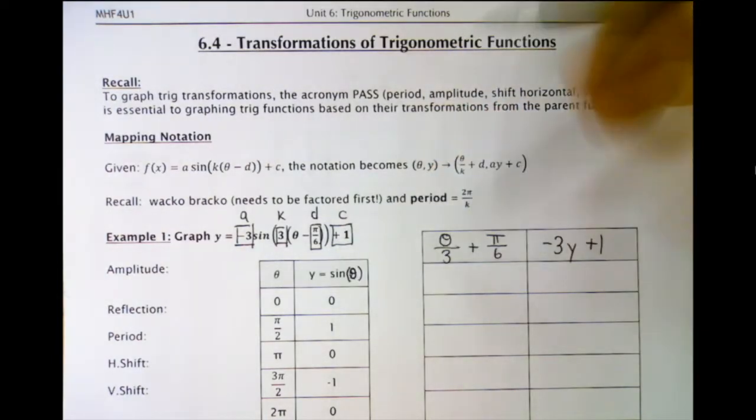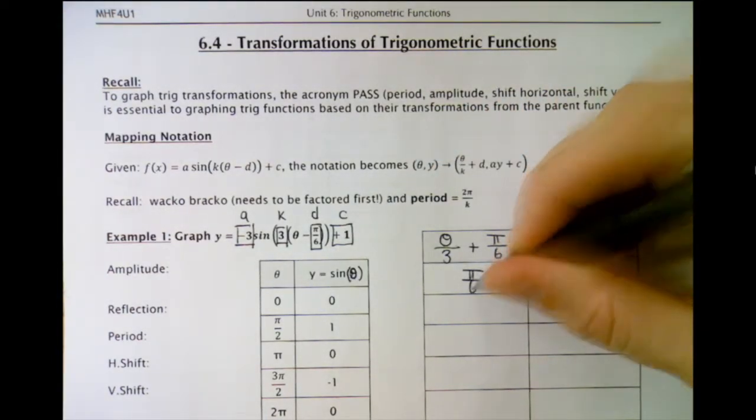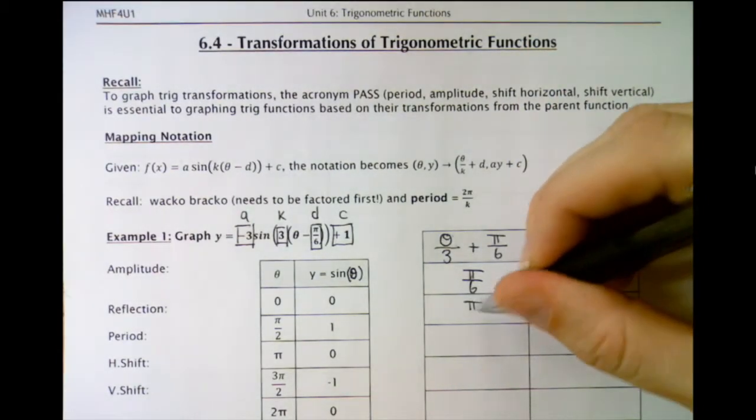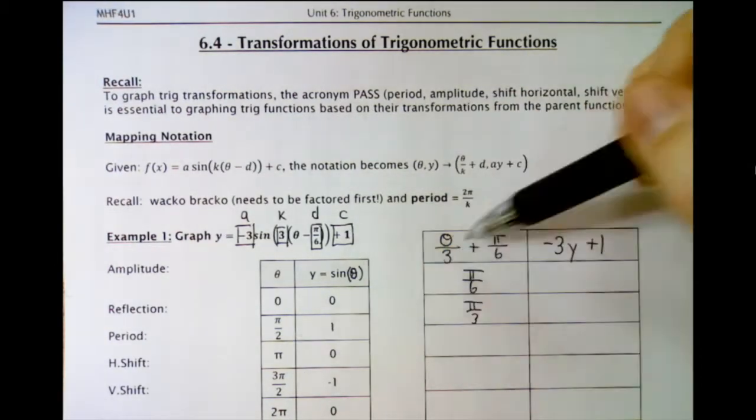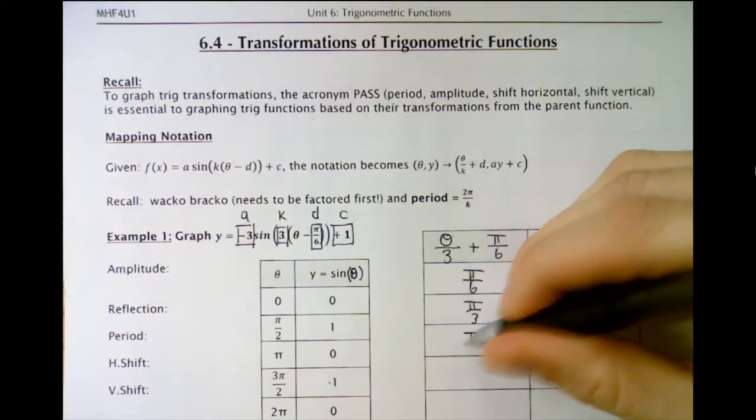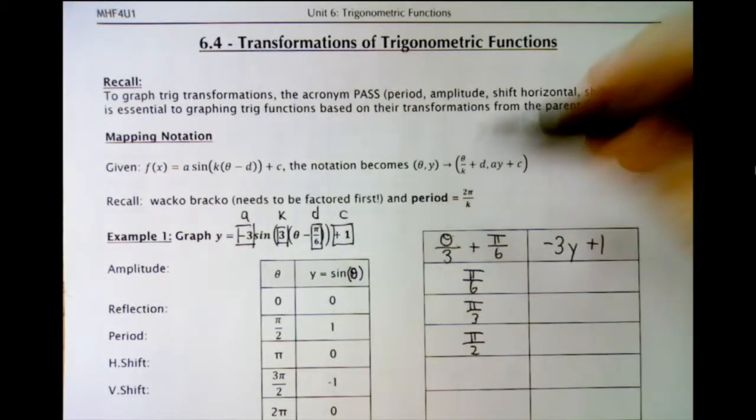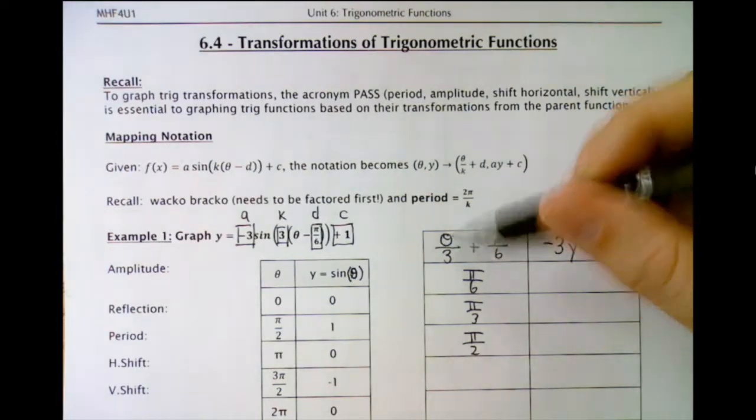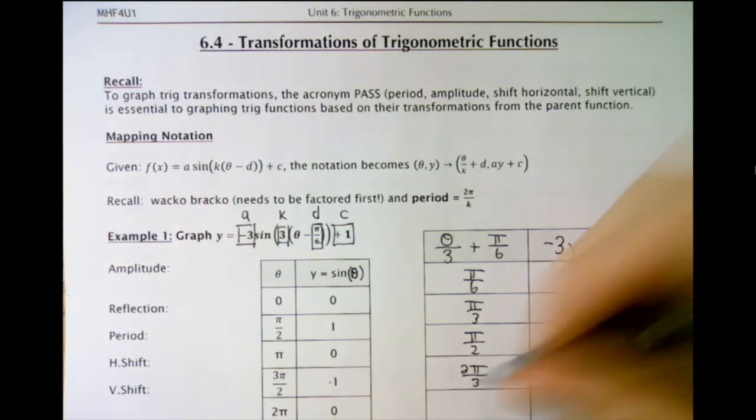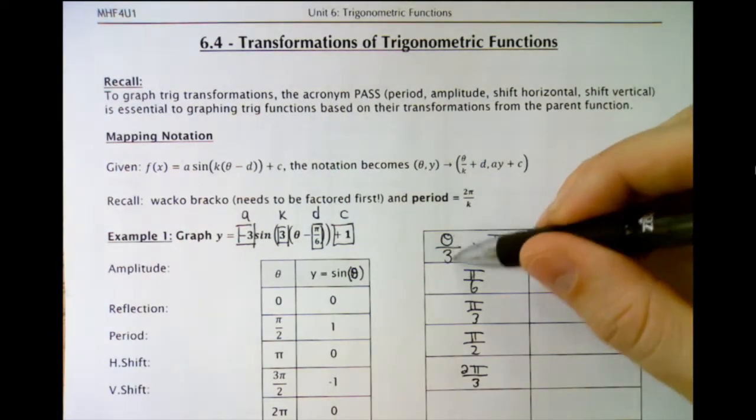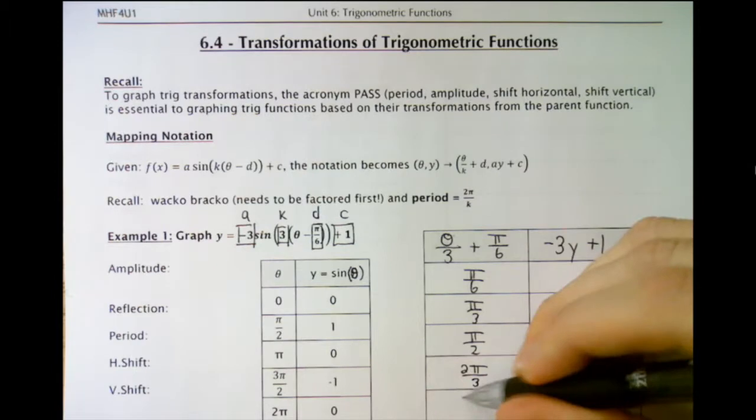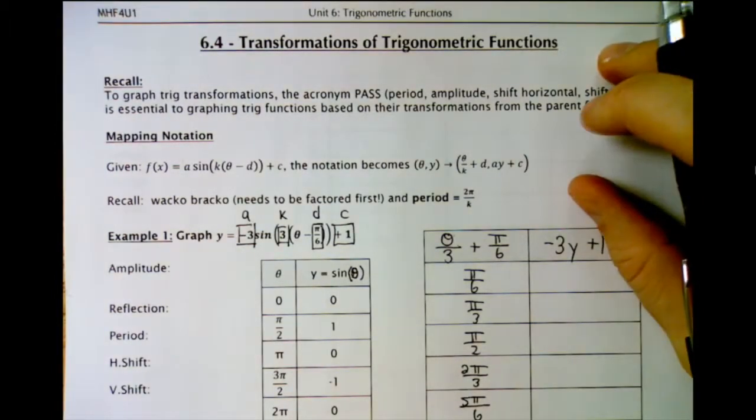So 0 divided by 3 is 0, plus pi over 6 is pi over 6. Pi over 2 divided by 3 is pi over 6, plus pi over 6 is pi over 3. Pi divided by 3 is pi over 3, plus pi over 6 is pi over 2. 3 pi over 2 divided by 3 is 3 pi over 6, plus pi over 6 is 4 pi over 6, and if we reduce that fraction, we get 2 pi over 3. And our last one, 2 pi divided by 3 is 2 pi over 3, which is the same as 4 pi over 6, plus pi over 6 gives us 5 pi over 6. There we have our x's.